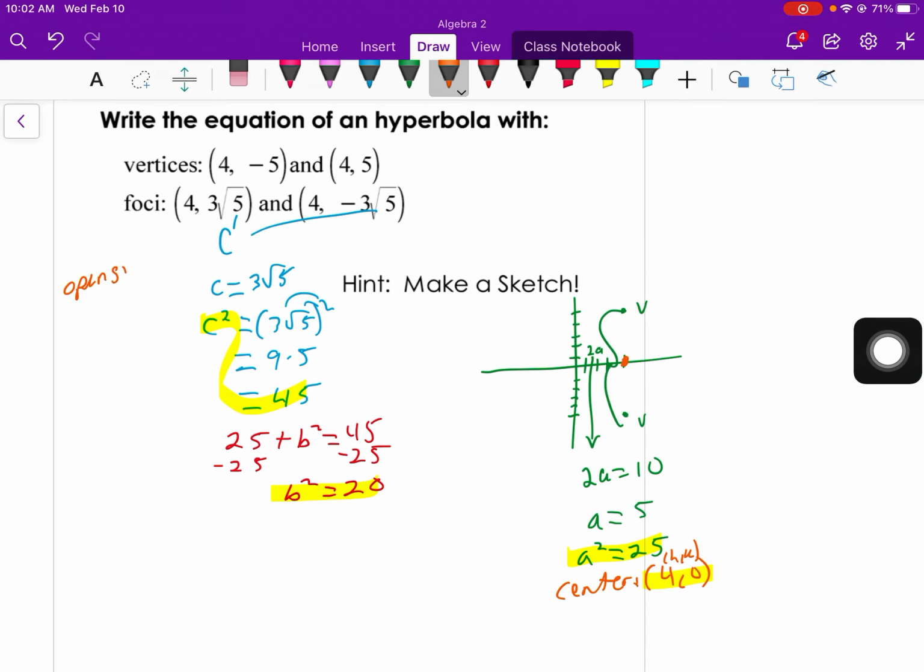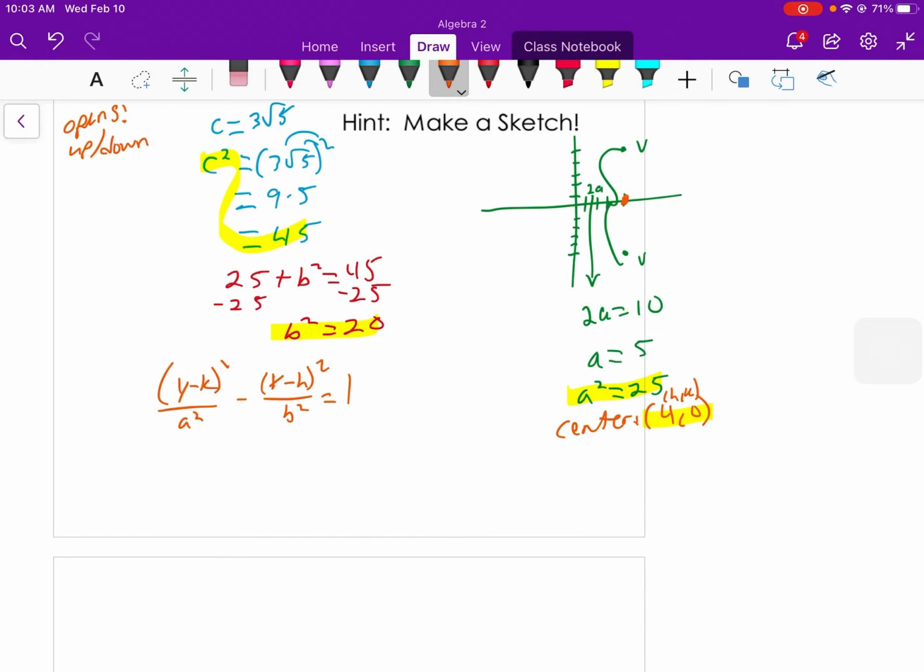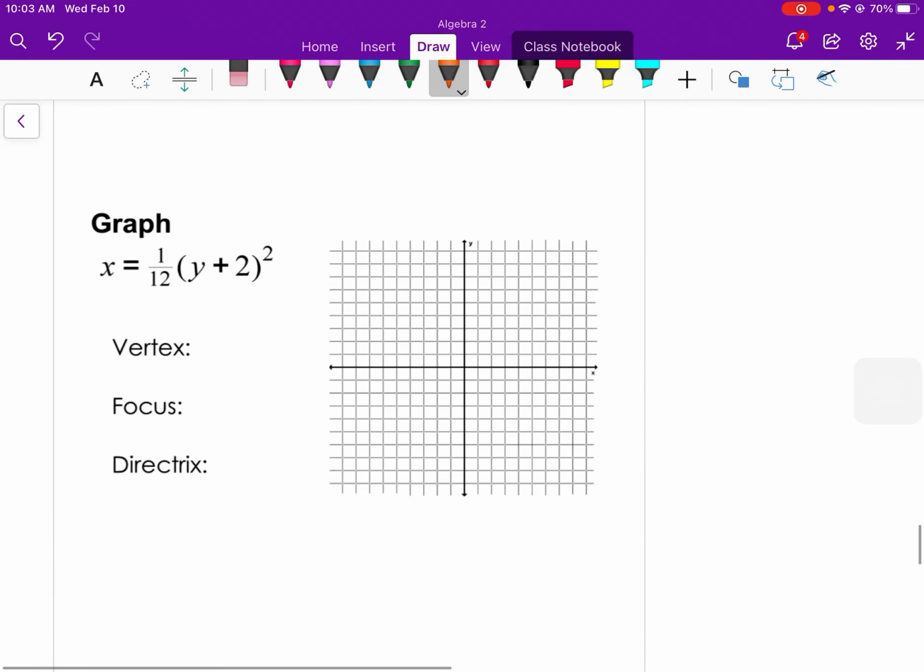The vertices are up and down. So since they're up and down, it opens up, down. In this case, the a squared comes first, so we want the way it opens to come first. Since it's up, down, it's going to lead with y squared over a squared minus x minus h squared over b squared equals 1. So we can plug those values in. So we have y minus 0, because our center was at 4, 0, over 25 minus x minus 4 squared over 20 equals 1.